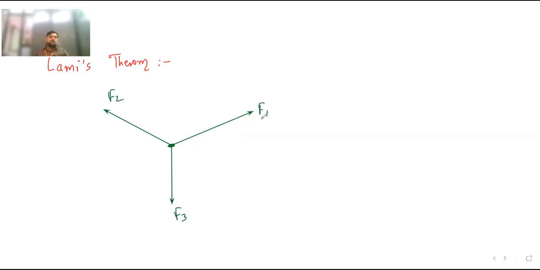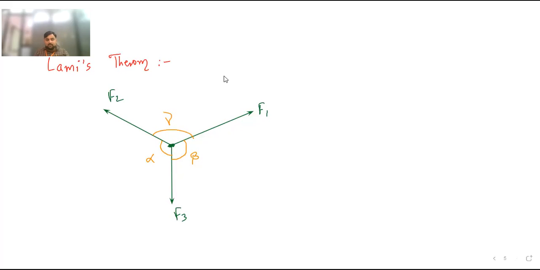So now here I have drawn F1, F2, F3, three forces. Now we will take some angles between them. Suppose this angle is alpha. This angle is beta. And suppose this angle is gamma. Okay. So alpha is the angle between F2 and F3. Beta is the angle between F1 and F3. And gamma is the angle between F1 and F2.